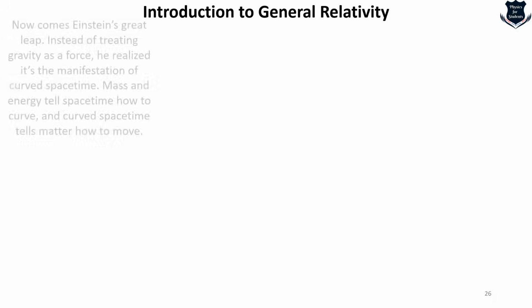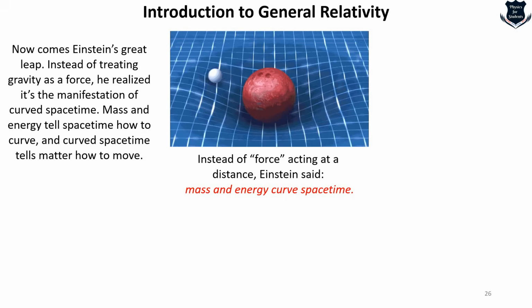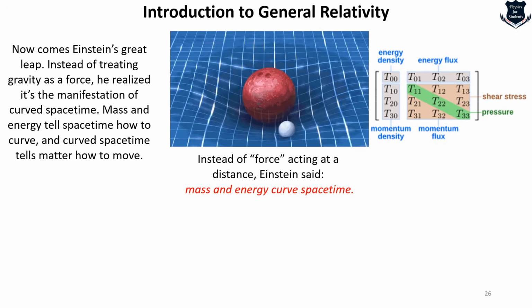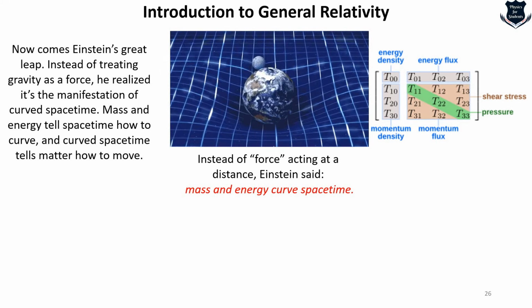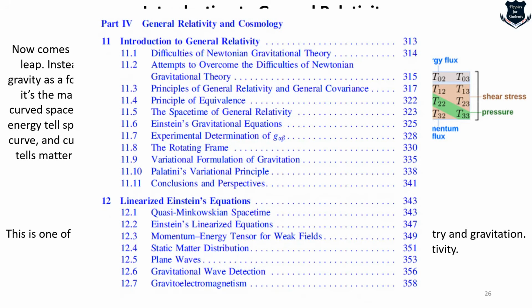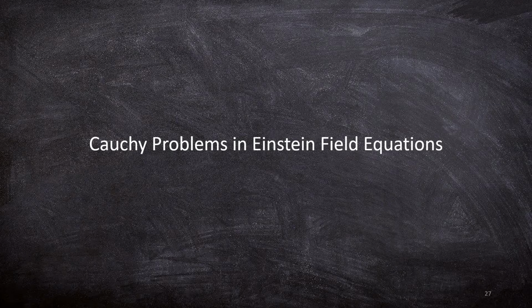Here, the author basically talks about how Einstein took the great leap, and here you can see this nice animation showing that instead of force acting at a distance, Einstein said mass and energy curve space-time, then the stress-energy-momentum tensor and everything. So here, general relativity and cosmology are introduced, and everything goes through Palatini's variational principle, etc., all done in a very nice mathematical way.